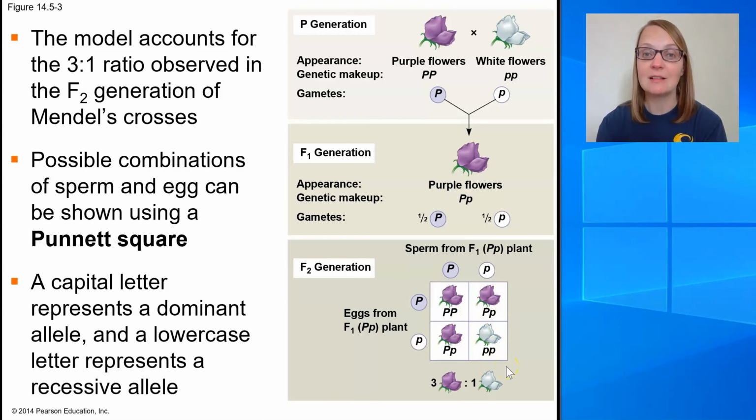And here's exactly where you see that 3-to-1 ratio. For every one white flower, you're going to get about three of the purple flowers. And so Mendel's model fits really, really well with the outcome that he saw in his F1 generation and F2 generation offspring.